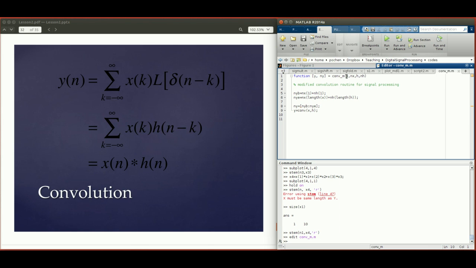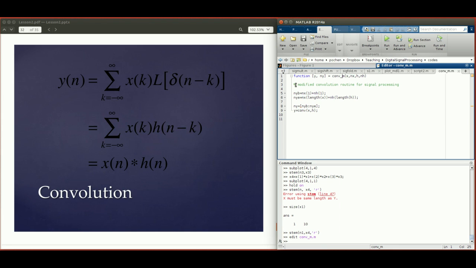It takes inputs: the input signal x and its horizontal axis nx, and then h, which is the impulse response of the system, and the horizontal axis of the impulse response. Because the impulse response is also a signal, it needs a horizontal axis, which is denoted as nh here. So I'm going to use this particular function.